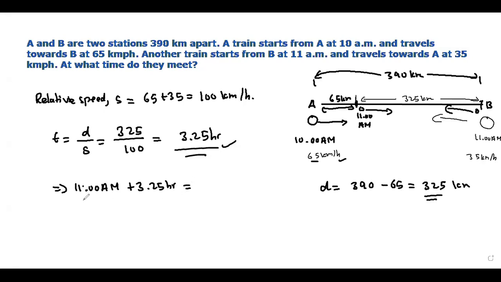All right. So when you add this, 11, 12, 1, 2, and 0.25 hour, it comes to 2:25 p.m. So at 2:25 p.m. they will meet each other.